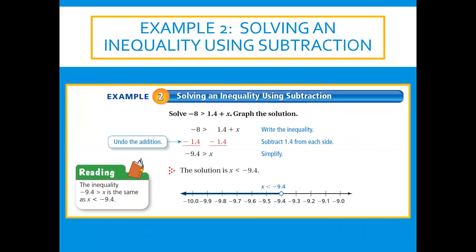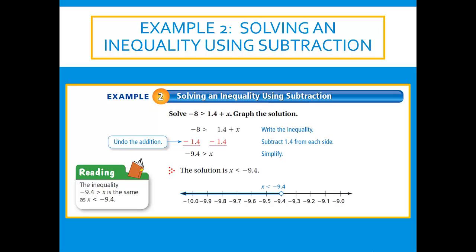Now for my second example, I'm solving an inequality using subtraction. Solve -8 is greater than 1 4/10 plus x, and then we'll graph the solution. In order to solve this inequality, I'm going to undo the addition. So I'm going to subtract 1 4/10 from each side. When I do this, I get -9 4/10 is greater than x.